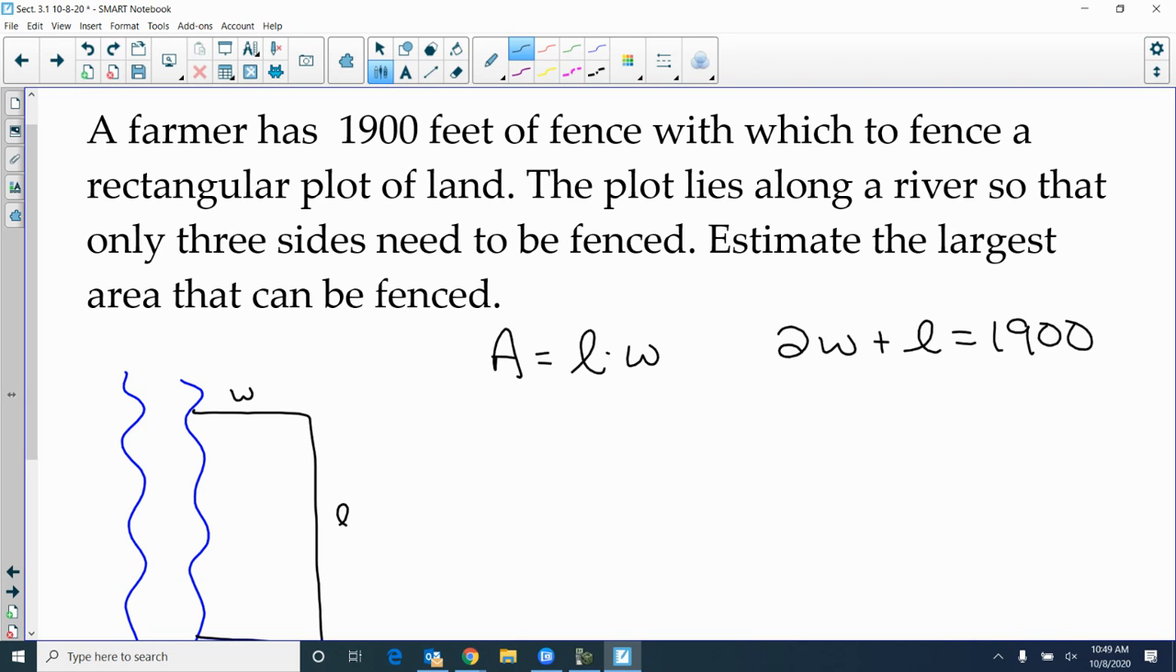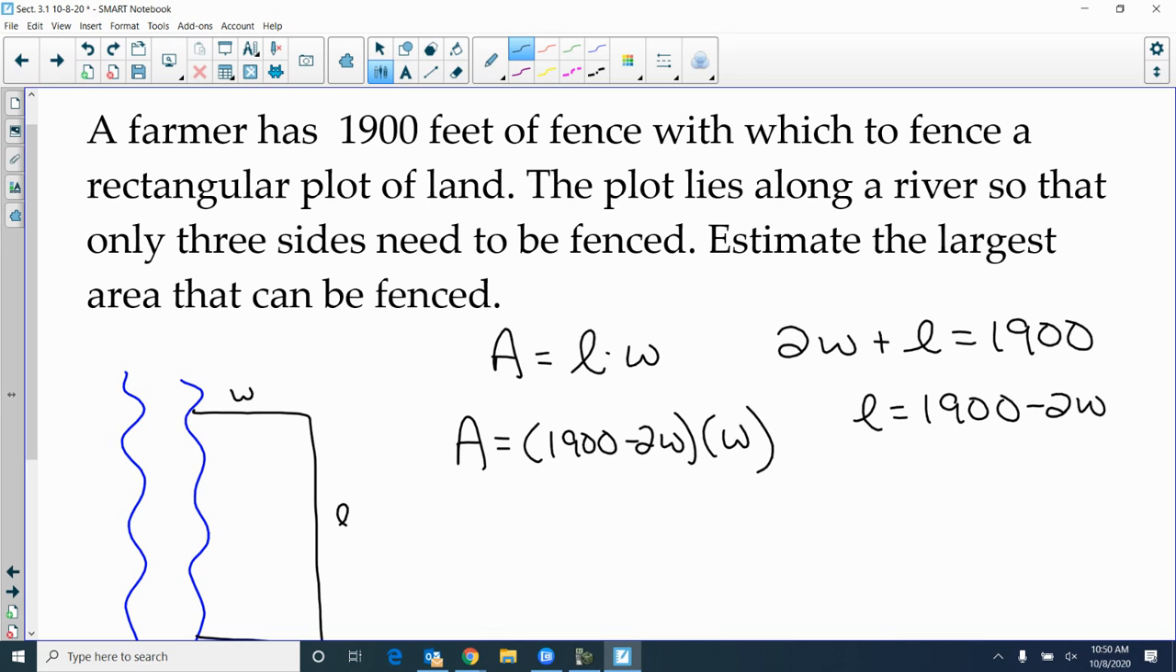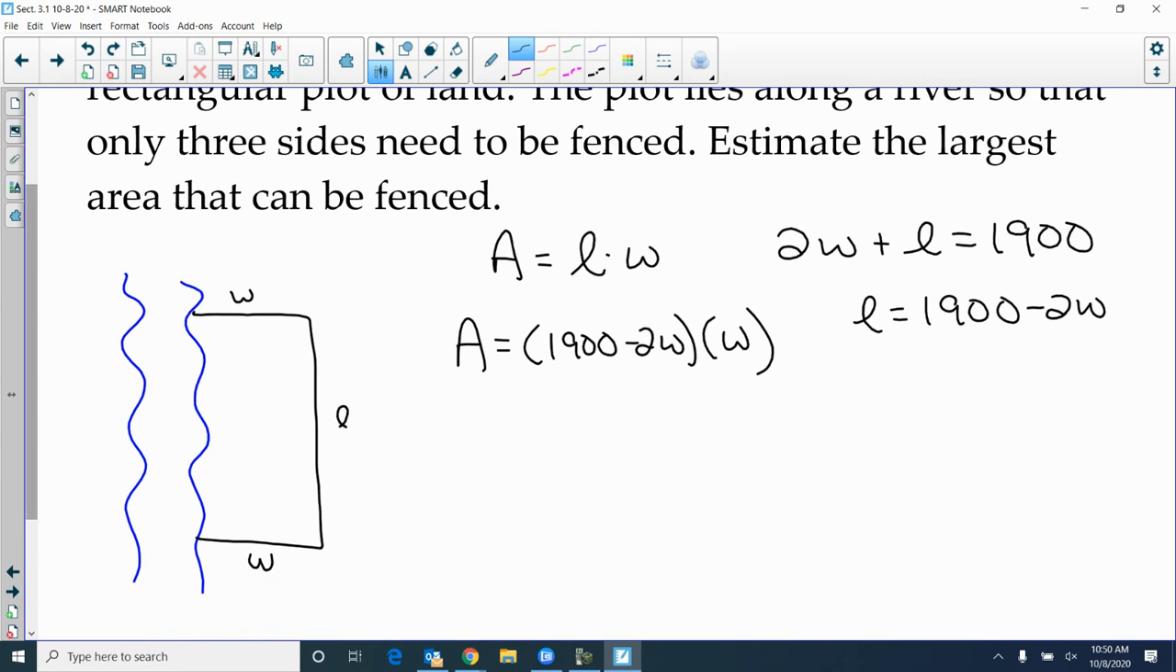Can you isolate one of those variables? Which one would be easiest to isolate? Isolate the L. So the length has to equal 1900 minus 2W. Take that and plug it in for the length over here. So the area has to equal 1900 minus 2W, times W. Length times width. All right, distribute your W. Area equals 1900W minus 2W squared. I'm just going to write it in descending order.